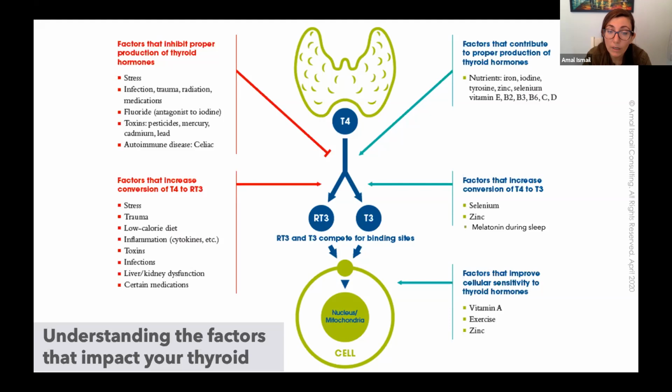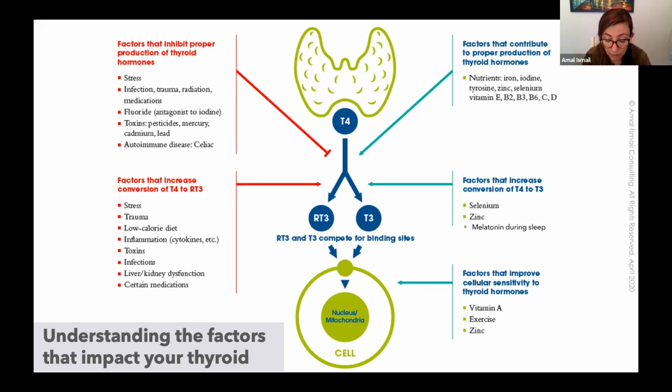So what about the conversion from T4 to T3? Again, really important, because if we can't convert correctly, then we don't have the impact that we need across the body, because remember, T3 is the active form. So factors that increase conversion, as you can see, are the presence of selenium and zinc and melatonin during your sleep. On the flip side, if you have high stress, chronic elevated cortisol is going to reduce the conversion of T4 to T3 and favor the conversion of T4 to reverse T3.